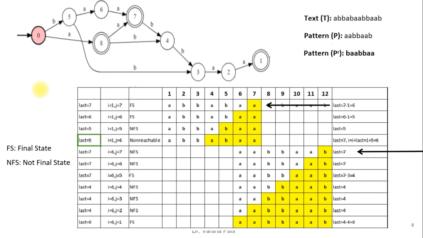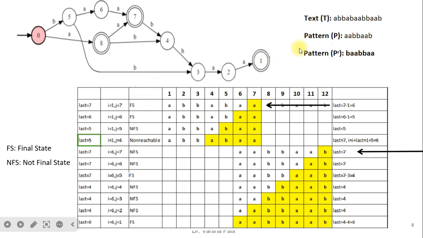Here three pointers are used: first is last, then I and J. FS is final state, NFS is not final state, and one is non-reachable state. Based on final state, non-final state and non-reachable, we modify the last pointer, and based on the last pointer our I pointer also changes.